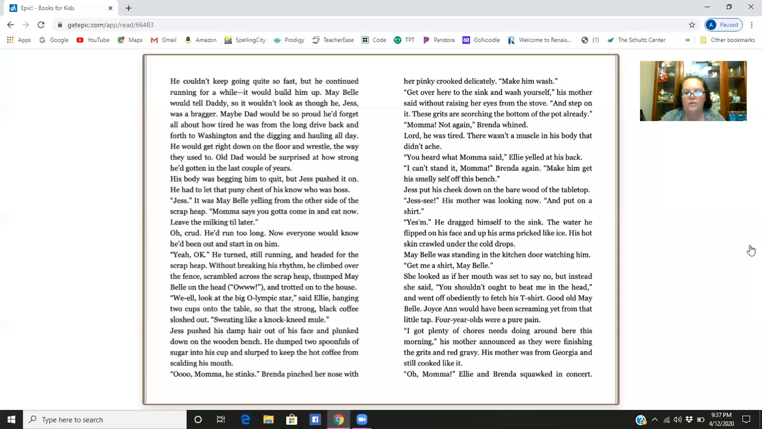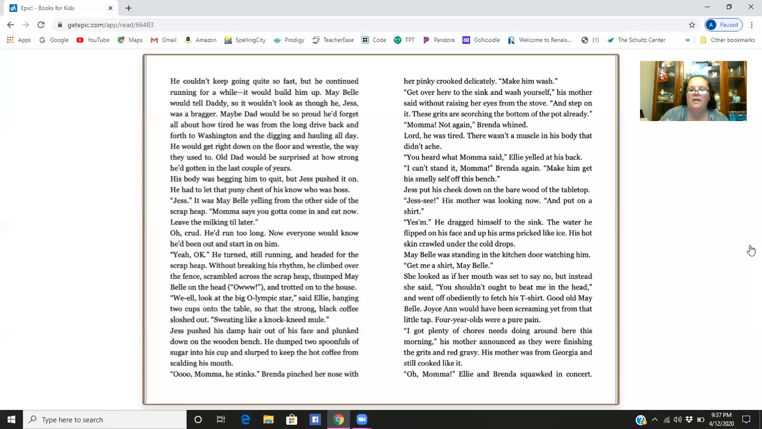Four-year-olds were a pure pain. "I got plenty of chores needs doing around here this morning," his mother announced as they were finishing the grits and red gravy. His mother was from Georgia and still cooked like it. "Oh, Mama," Ellie and Brenda squawked in concert.